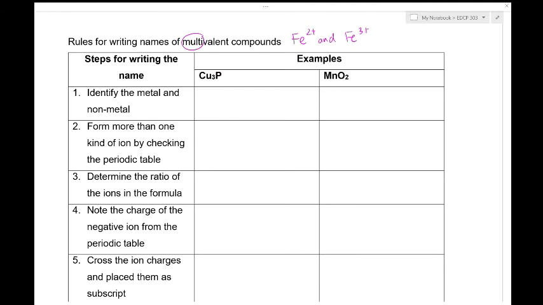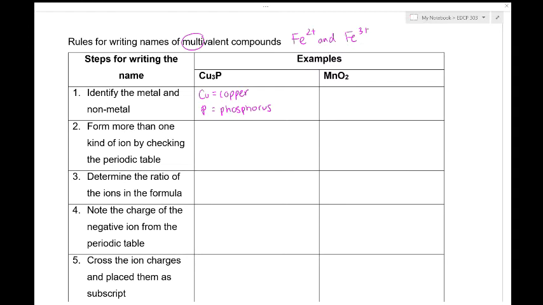So here are two examples that we're going to work on. The first one is Cu3P. The instruction tells us to identify the metal and the nonmetal. Cu is copper and P is phosphorus. Now, step 2 tells us to check the periodic table for ions that can form more than one kind of charge. So we're going to take a look at copper and phosphorus and see which one has more than one charge.